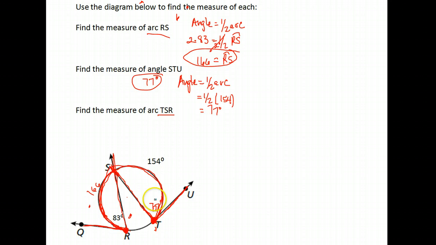Well, notice it's made up of our first arc from S to T, which was 154, and our second portion from S to R, which was 166. So for arc TSR, we can just add those two together. So it's going to be 154 plus 166. The measure of that arc is 320 degrees.